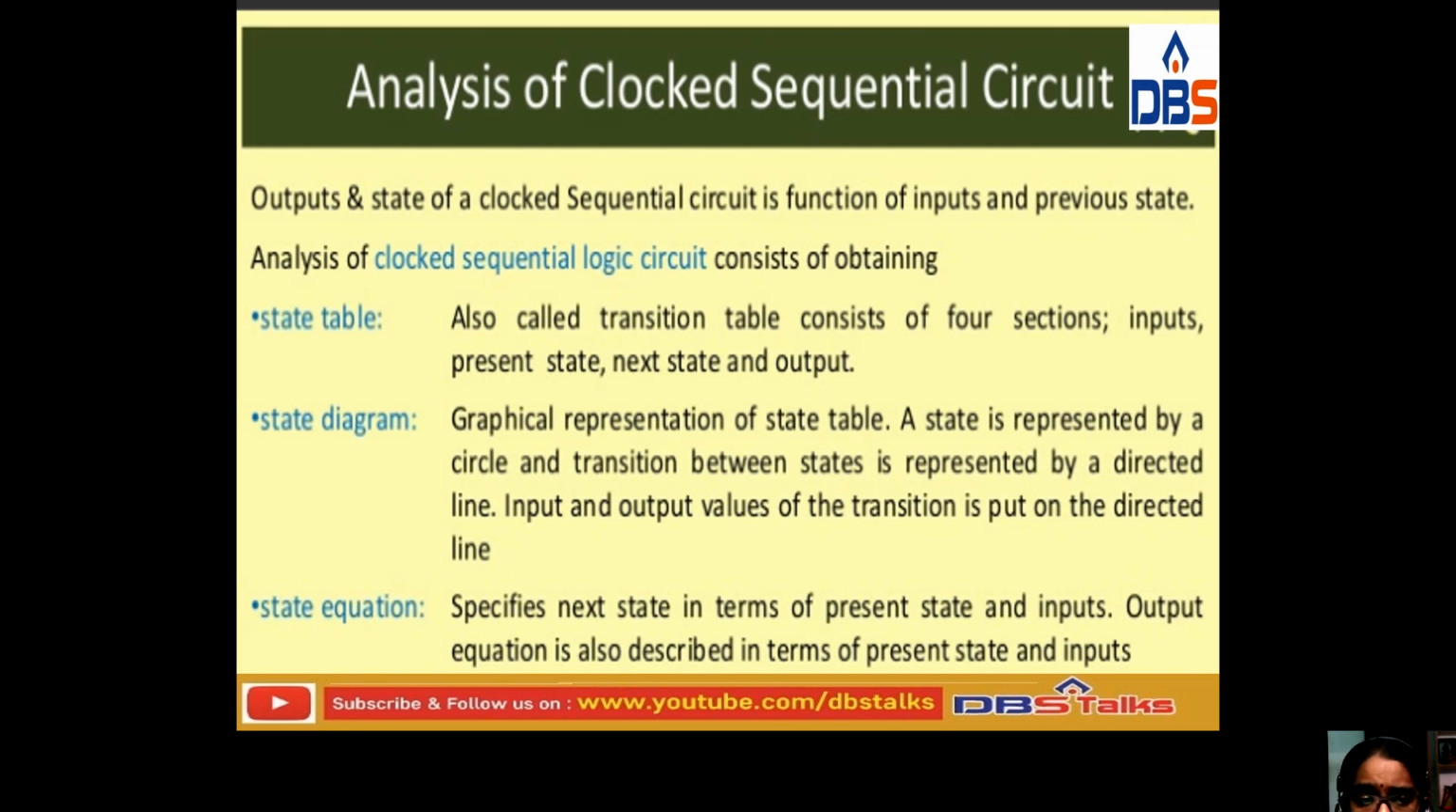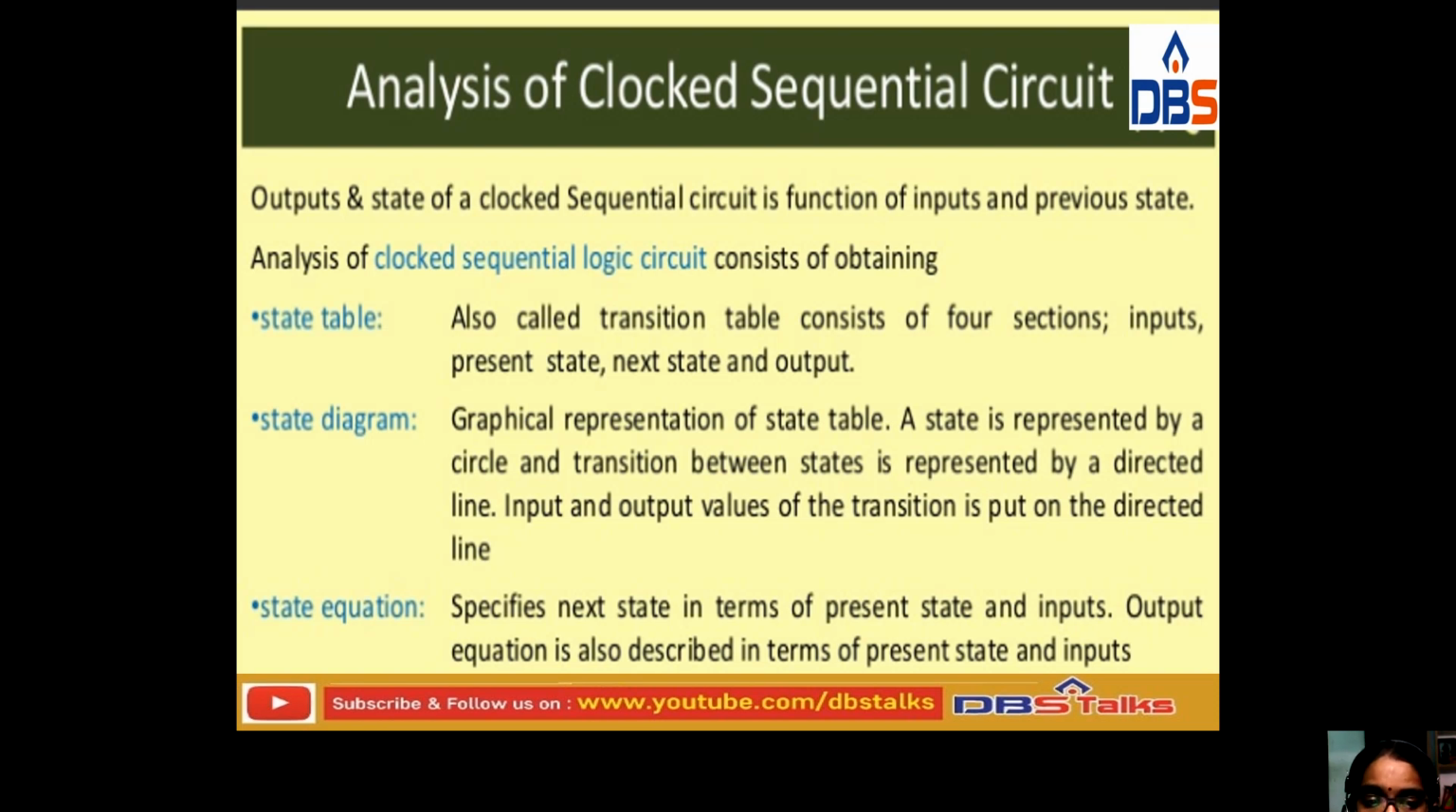In the analysis of clocked sequential circuits, it contains the following concepts. The first one is the state table. We can say this state table is a transition table. It consists of four sections: input, present state, next state and output.